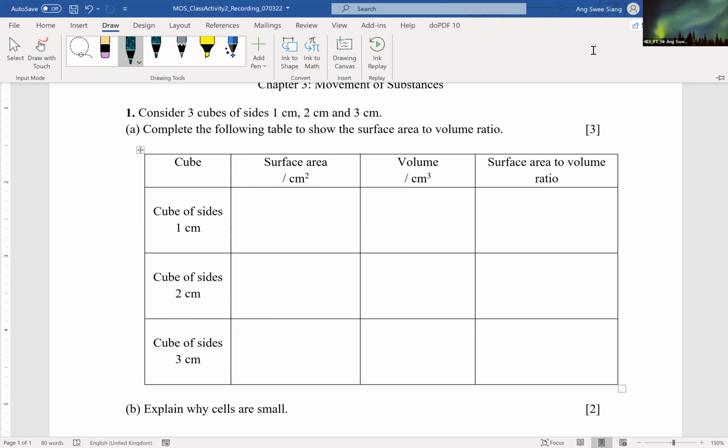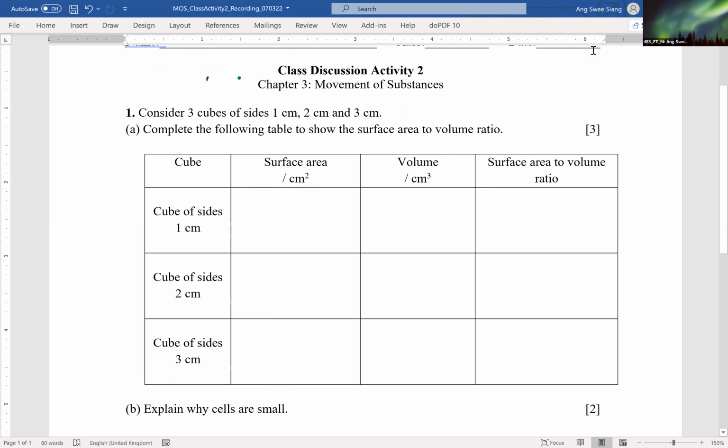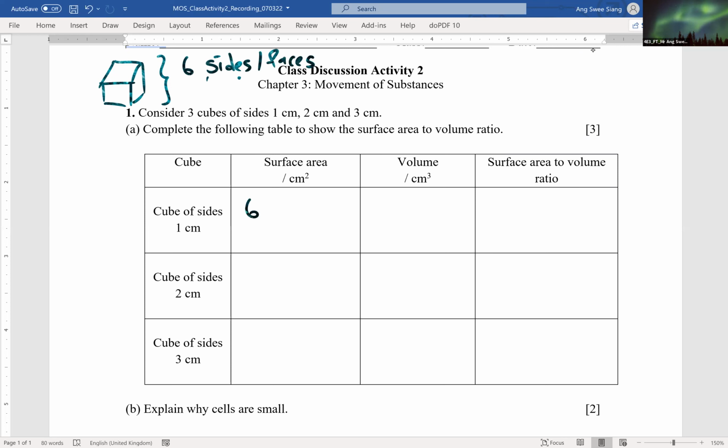Okay, so for this worksheet, there are a few things that you need to take note. First of all, a cube. If I were to draw for you, a cube has 6 sides, or 6 faces. So when you calculate the surface area, you need to multiply by 6.